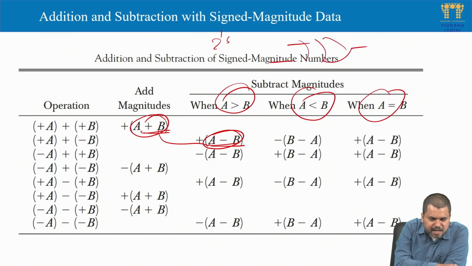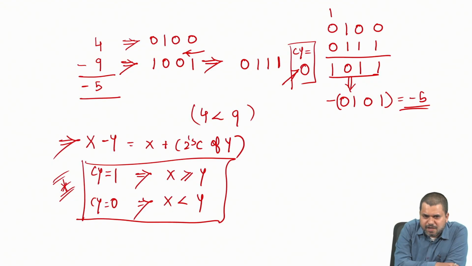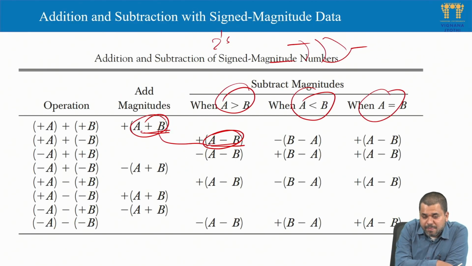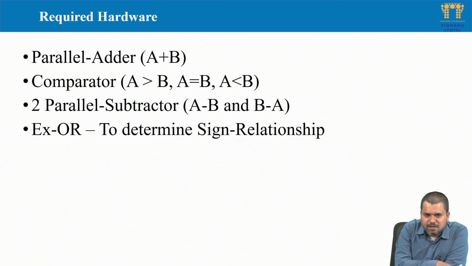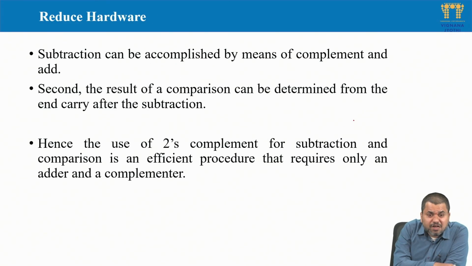Based on this technique, I can use the 2's complement method as a comparator, and so I can minimize the hardware. Finally, this is what I told: without optimization we require all this hardware, but instead we can perform this subtraction, this comparison, using the 2's complement method, which requires less hardware.